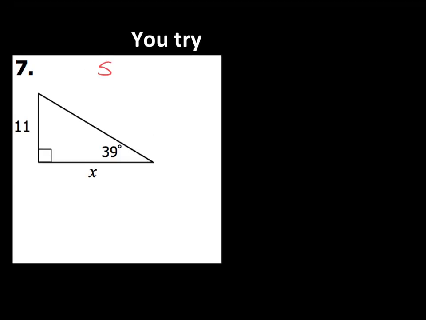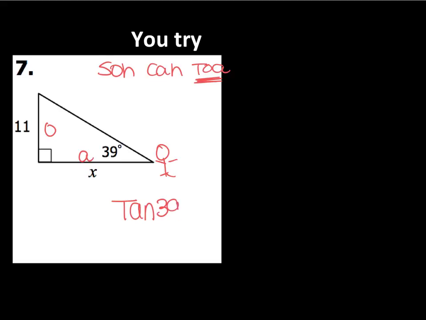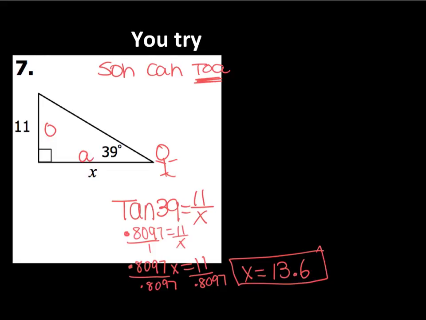Okay, we'll start off by writing SOHCAHTOA at the top. We're going to stand and label. We have O and A. Let's see which one we're going to use. That's tangent. Now we have an angle, so we don't need to use the inverse key. So tangent of 39 is equal to opposite, which is 11/x. Let's solve for x. Once we cross multiply and solve for x, x is equal to 13.6.